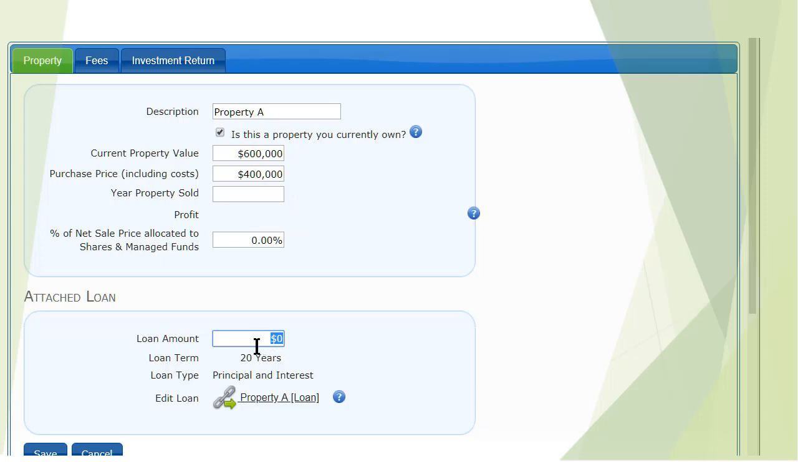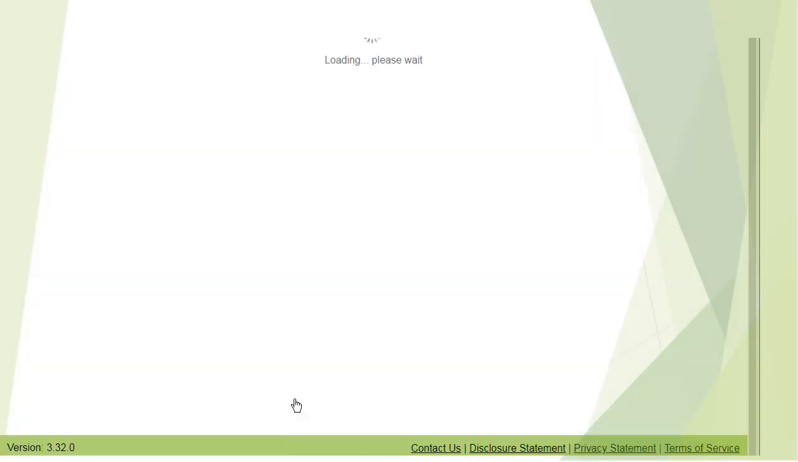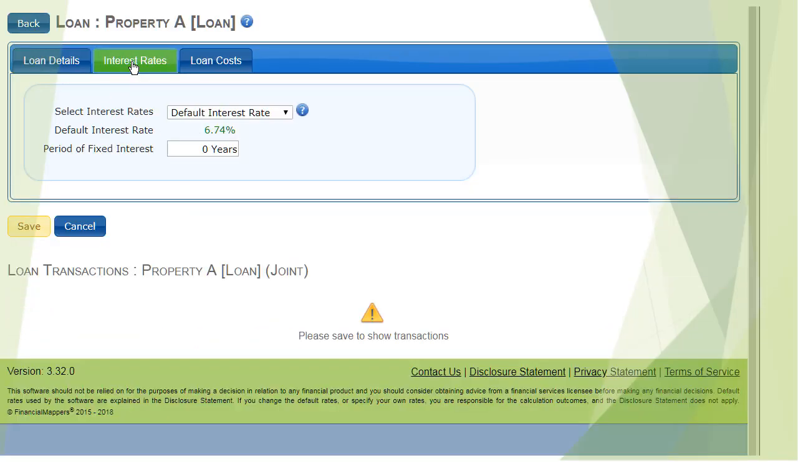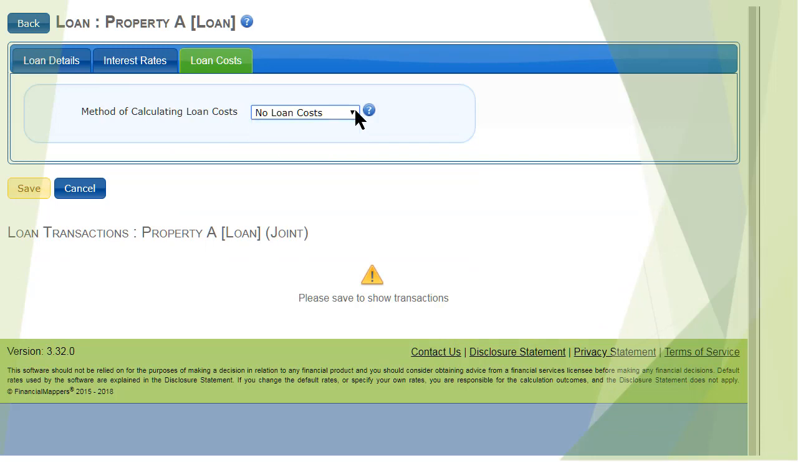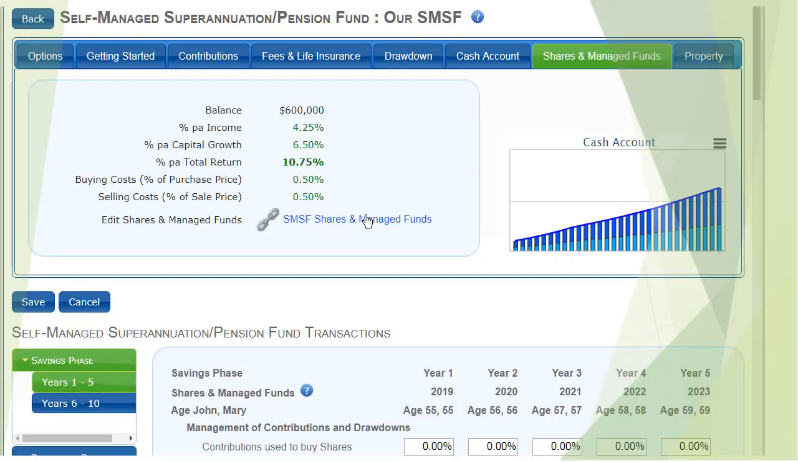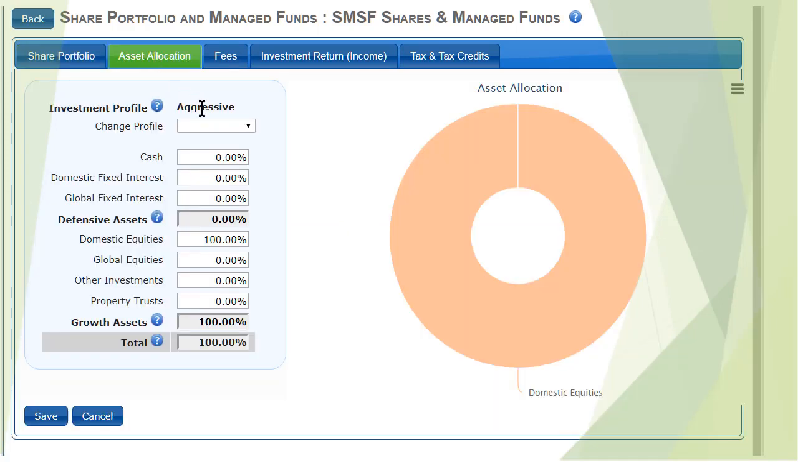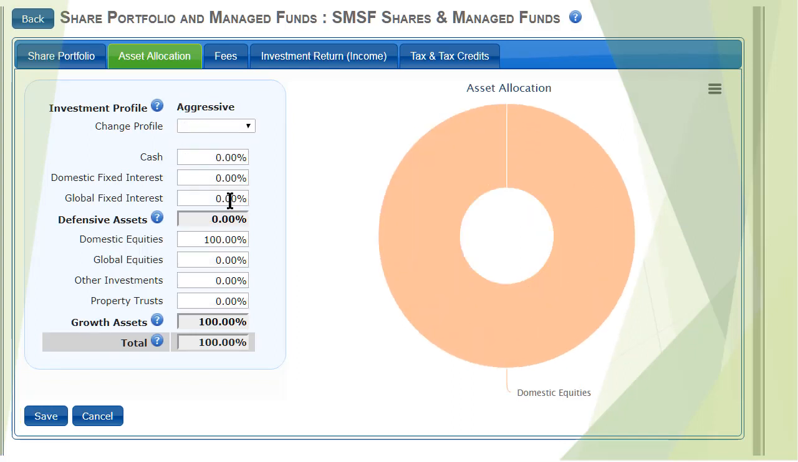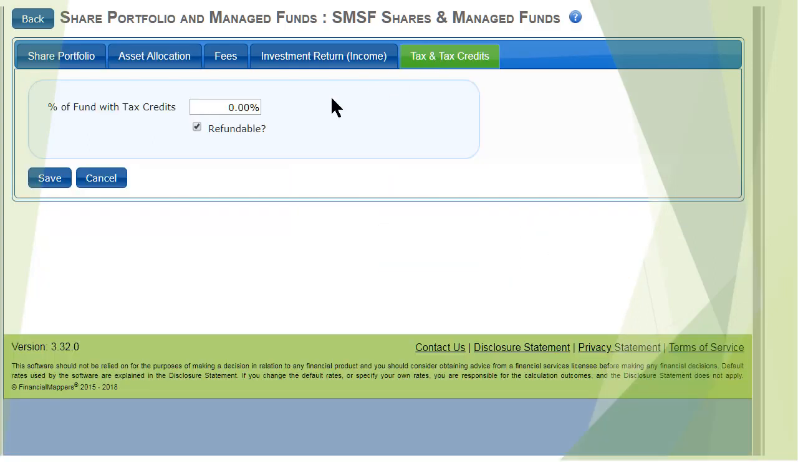When setting up the account, the loan defaults to a 20-year loan. To change the length of the loan to 10 years, you must click on the link and edit the loan. You could also change the interest rates and include loan costs. To edit the details of the shares and managed fund account, click on the link. The fund defaults to 100% domestic equities in the asset allocation. However, where the user elects to have managed funds, the allocation could be changed accordingly.